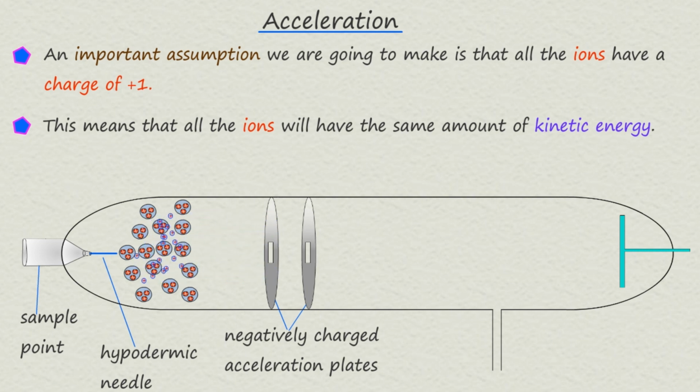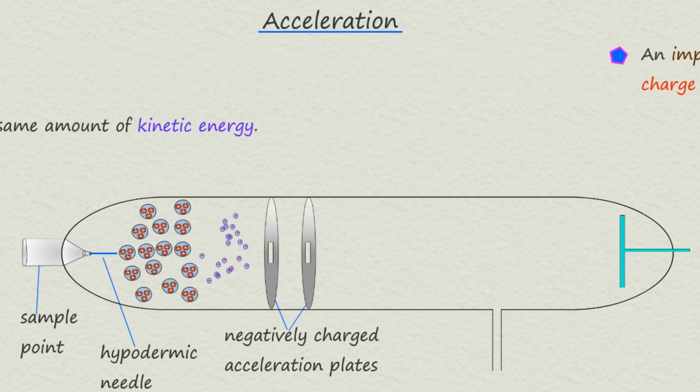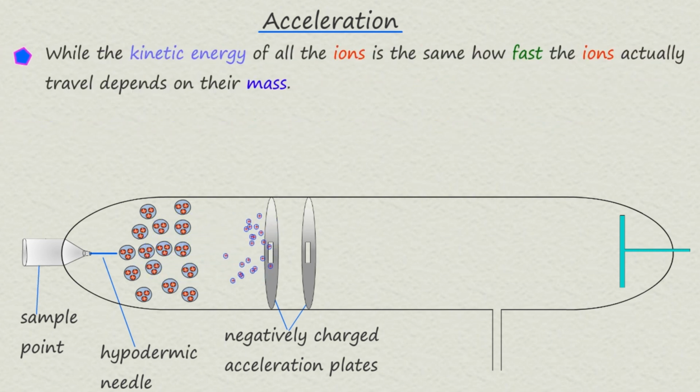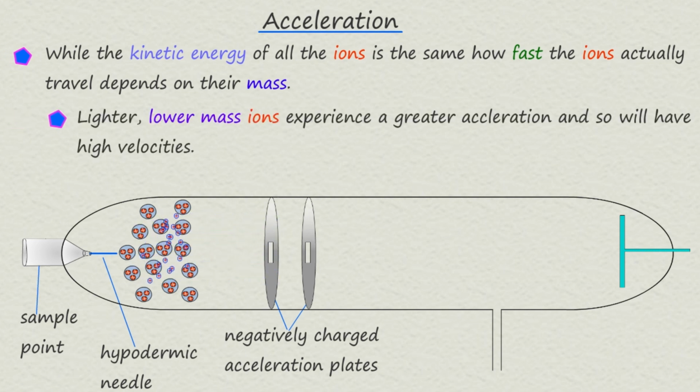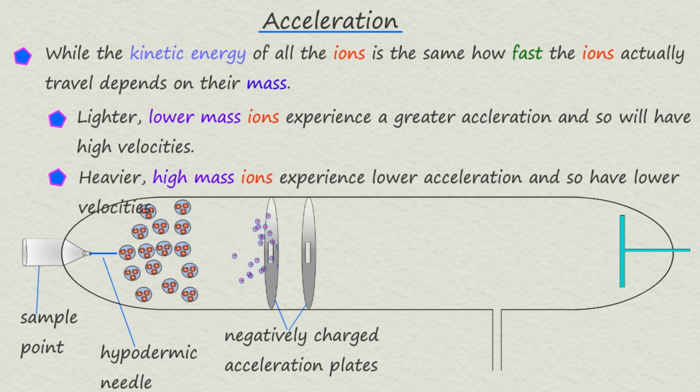This is because the force experienced by an ion in an electric field is proportional to its charge and not its mass. So while the kinetic energy of all the ions is the same, how fast the ion actually travels depends on its mass. Lighter ions with less mass experience a greater acceleration, which means that they will have a higher velocity, while heavier ions, due to their larger mass, experience lower acceleration, and consequently, the heavier ions travel at slower velocities.